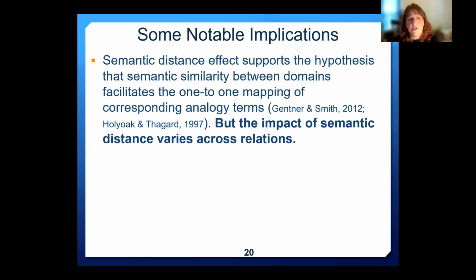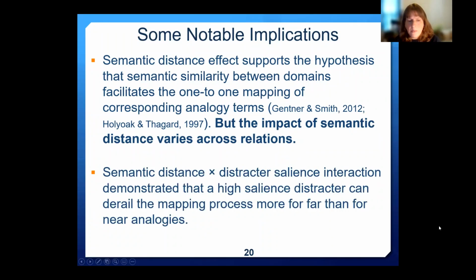So some notable implications of this study: the semantic distance effect supports the hypothesis that semantic similarity between the domains facilitates the one-to-one mapping of corresponding analogy terms. That's been argued and shown many times before. But what's novel to this study is that the impact of semantic distance varies across relations. Most prior studies investigating semantic distance didn't really look at the analogy relation as a factor.